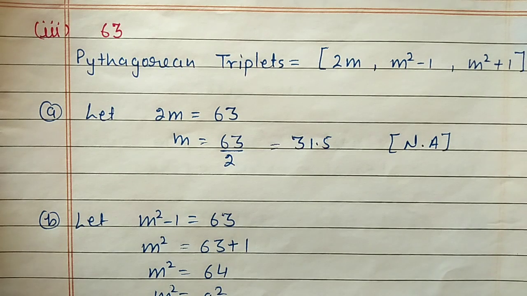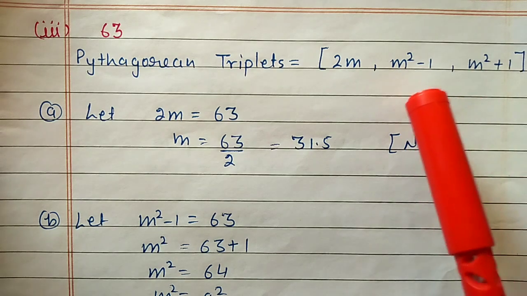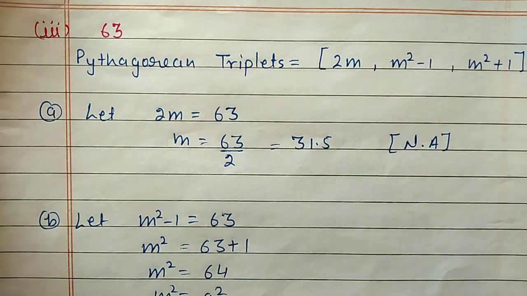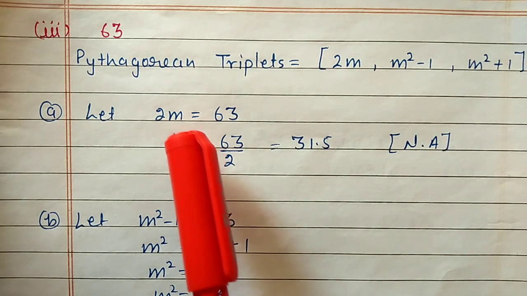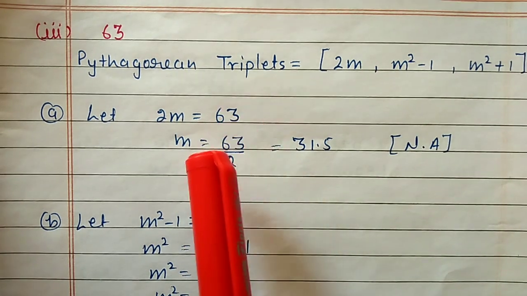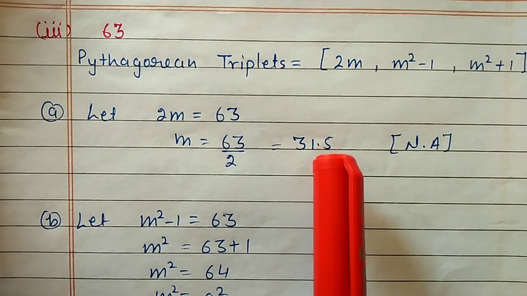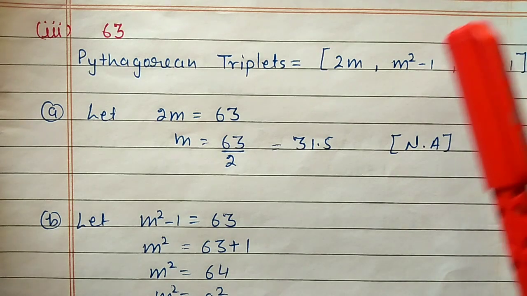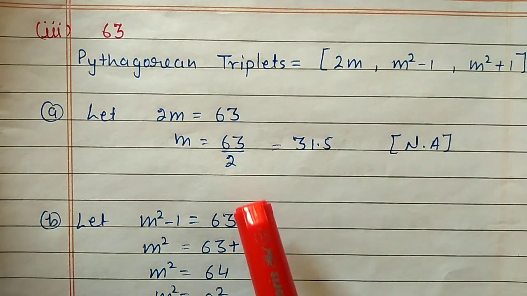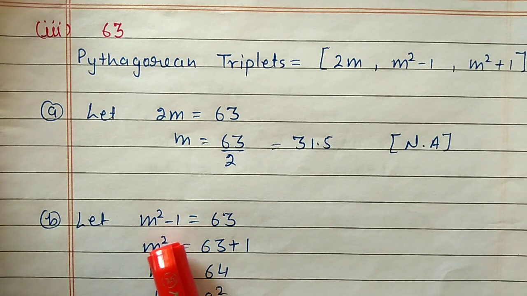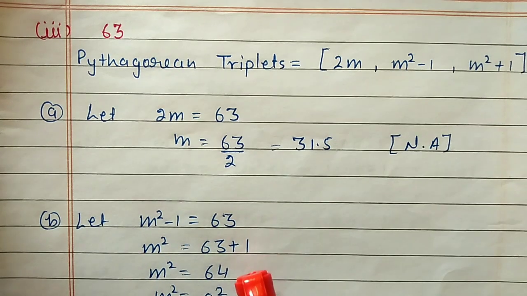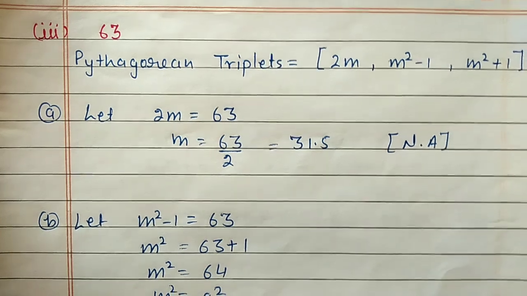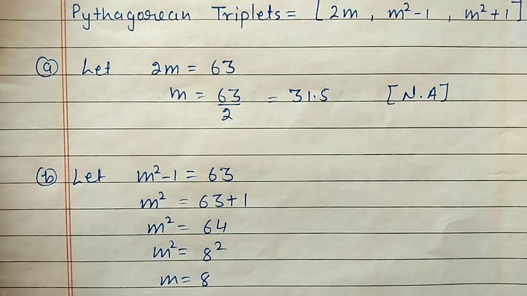Third part, the number given is 63. So for the Pythagoras triplet, let it be 2m, m square minus 1 and m square plus 1. When we take 2m equal to 63, then m value will be 63 by 2, 31.5. It is coming in decimal. It means it is not applicable. Now we will take the second one. M square minus 1 is equal to 63. Then m square is equal to 63 plus 1, 64, which we can write as 8 square. So m value is 8.